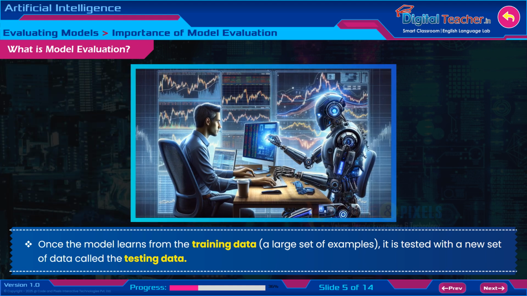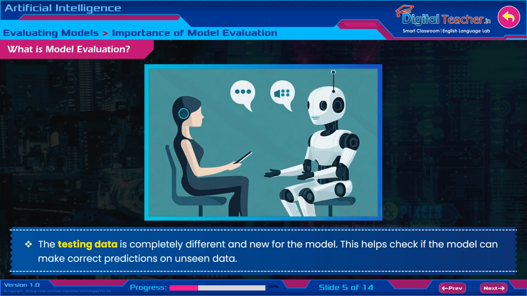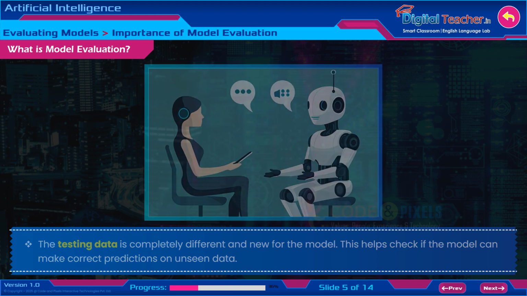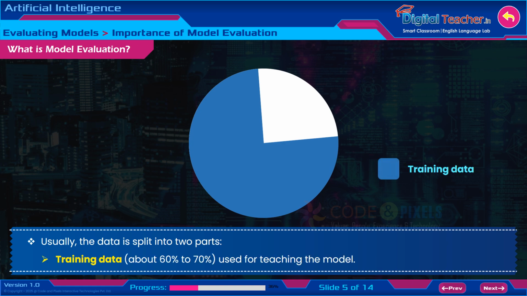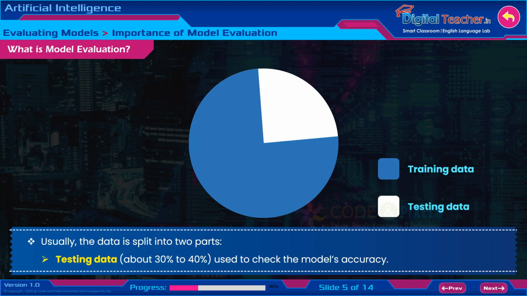Once the model learns from the training data, it is tested with a new set of data called the testing data. The testing data is completely different and new for the model. This helps check if the model can make correct predictions on unseen data. Usually, the data is split into two parts. Training data used for teaching the model. Testing data used to check the model's accuracy. The exact split can change depending on the problem.